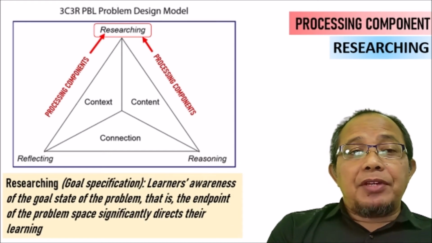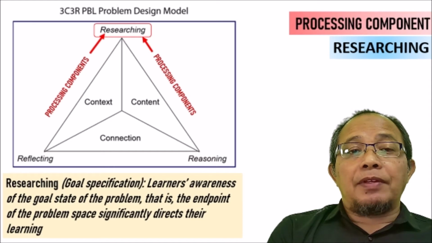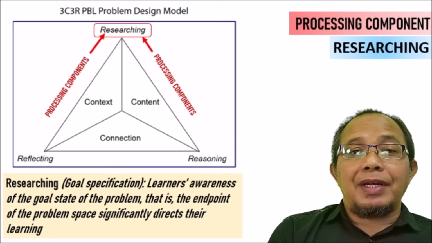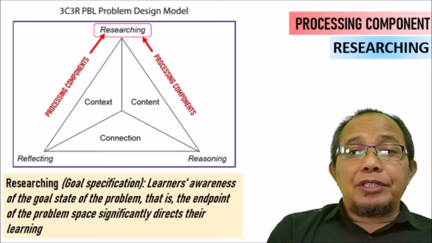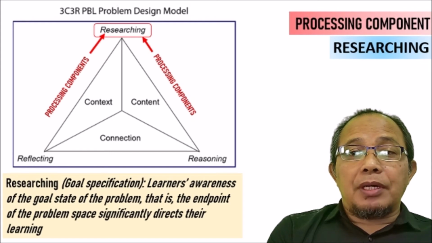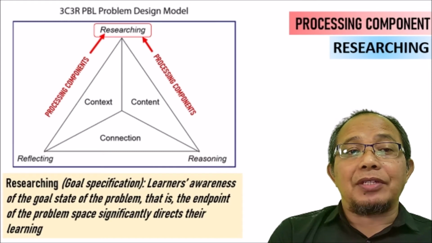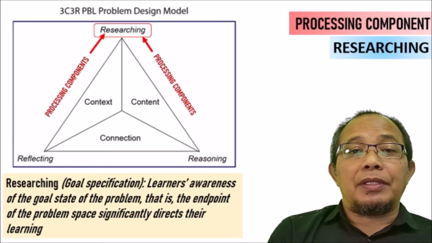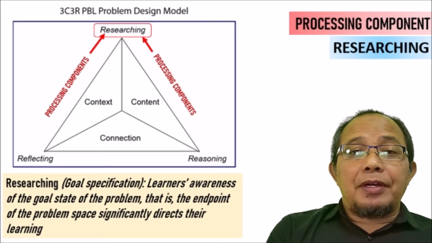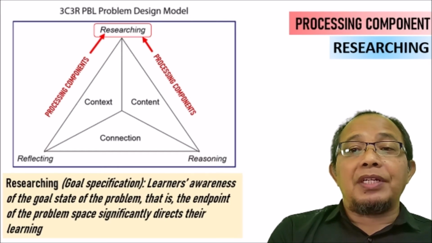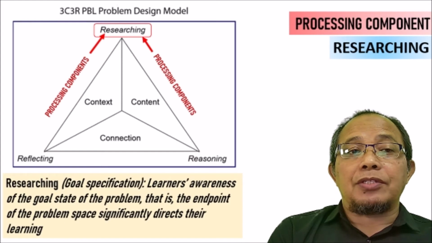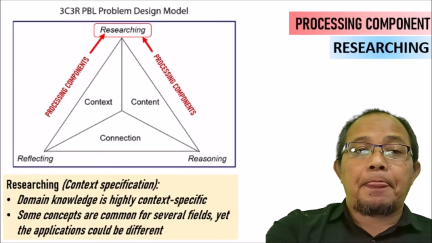The goal specification of researching is the endpoint of the problem space, and it significantly directs their learning. The goal state of PBL problems should be explicitly stipulated in order to direct the learners toward the content information specified by the content component. Without a clear, specific goal state for the problem, learners are unlikely to engage in systematic researching processes.